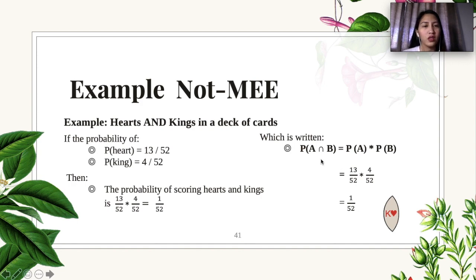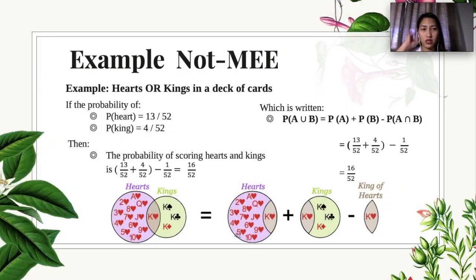1 over 52. So, if you're gonna write that, P, the probability of getting A intersect B is equal to probability of A multiplied by probability of B. So, kapag intersect yung symbol dito, all you have to do is to multiply. So, the probability of getting A is 13 over 52, while the probability of getting B or getting king is 4 over 52. So, that is 1 over 52. Obviously, meron lang tayong isang king of hearts. So, that's the only card that has hearts and kings, which is not mutually exclusive. Unlike kings and queens, ito ay hindi siya mutually exclusive.